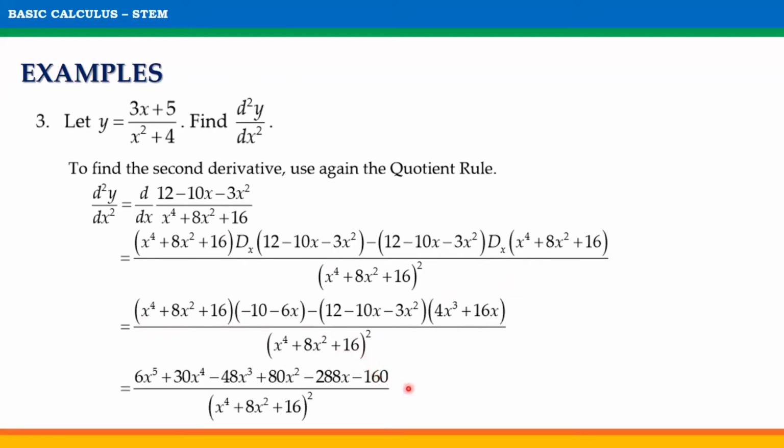Simplifying the numerator, we will get 6x^5 + 30x^4 - 48x^3 + 80x^2 - 288x - 160, all over (x^4 + 8x^2 + 16) quantity squared. We can now have this as our second derivative.